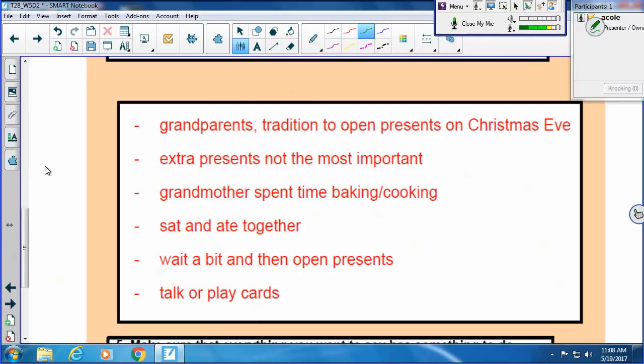And then another thing that I want to mention is just how much time my grandmother spent baking and cooking, and then related to that, how we all sat and ate together.